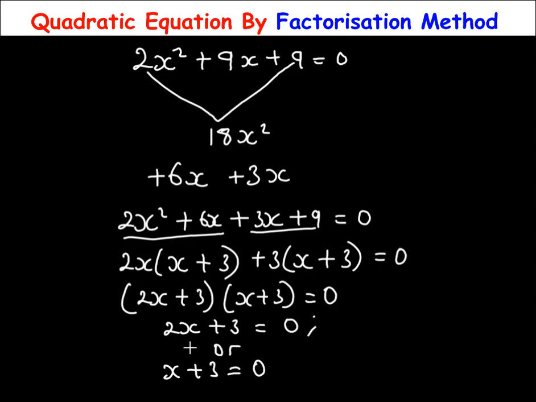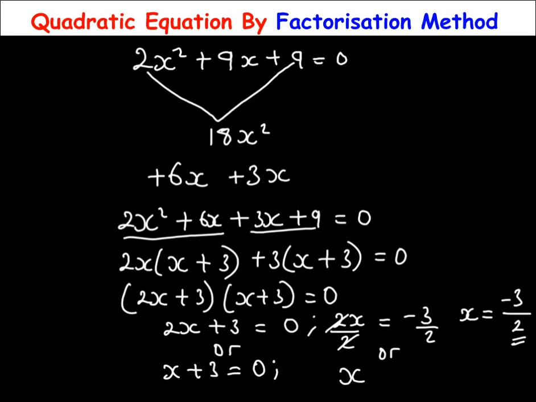Good. Now to solve for x right here, okay, so you have 2x is equal to minus 3, okay. So divide both sides by 2. 2 over 2, 2 cancels 2. x is equal to minus 3 over 2. Or, to solve for x right here, plus 3 moves to the other side of the equation, x is equal to minus 3. And this is how you solve quadratic equation by factorization method.